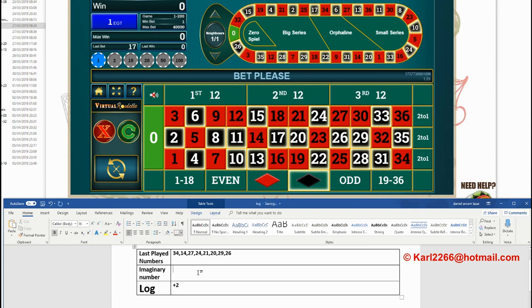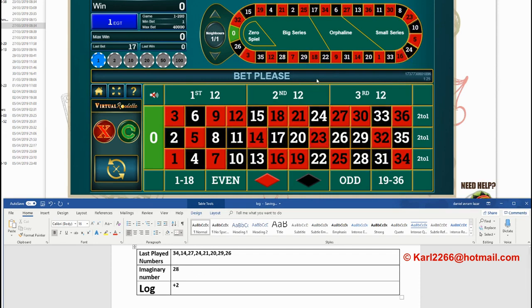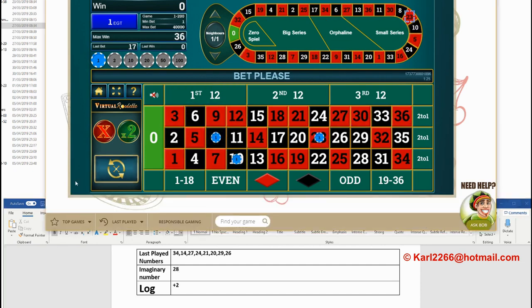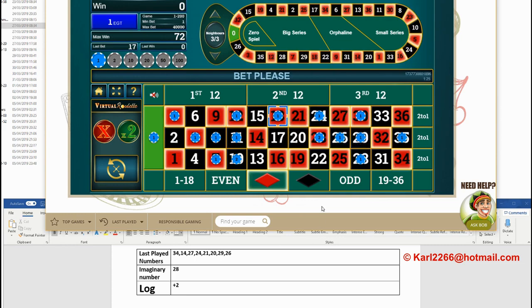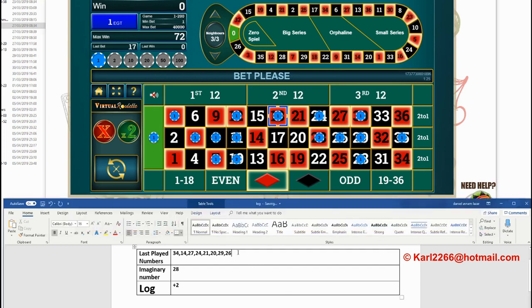So with 26 we do plus 2 and we got a new imaginary number which is number 28. So with 28 we have to place bets on terminals from 28, which are 23, sorry, 3 neighbors always, 23 and 35, and we cover also extra 29 and 18. Okay, and after 26 the new winning number is number 7.